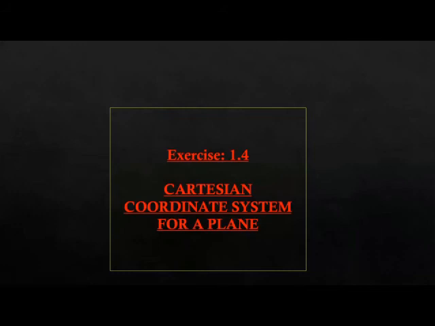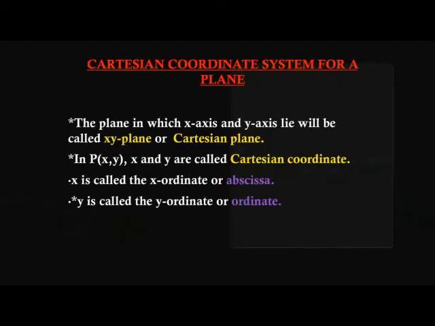Now coming towards exercise 1.4, which is the Cartesian coordinate system for a plane. What is the Cartesian coordinate system for a plane? The plane in which the x-axis and y-axis lie will be the xy plane or Cartesian plane. I will show it to you in the next slide. Then in a point P, x and y are called Cartesian coordinates. I will show you that in the next slide as well. Then x is called the x ordinate or abscissa, and y is called the y ordinate or ordinate.